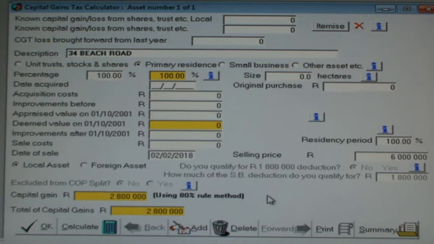6 million less the 1.2 million base cost is 4.8 million profit, less the 2 million primary residence exemption, which means a gain amount of 2.8 million. I want to point out that the 20% 80% rule method is very expensive, and you will want to avoid using this wherever possible.